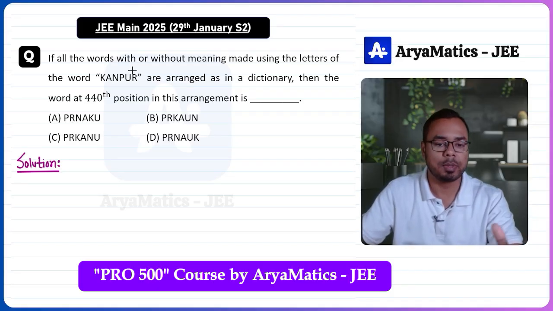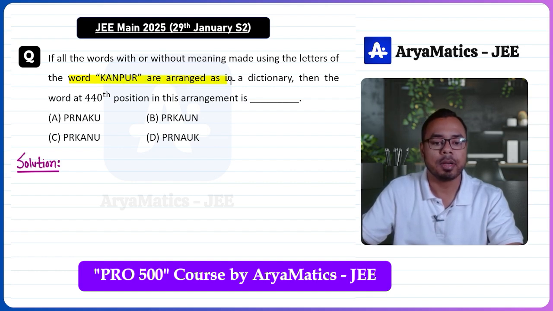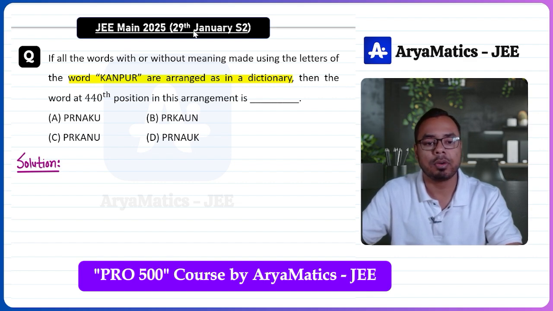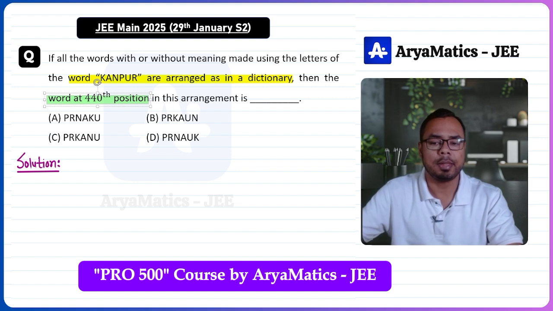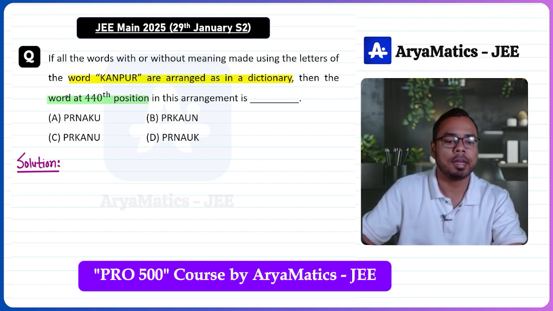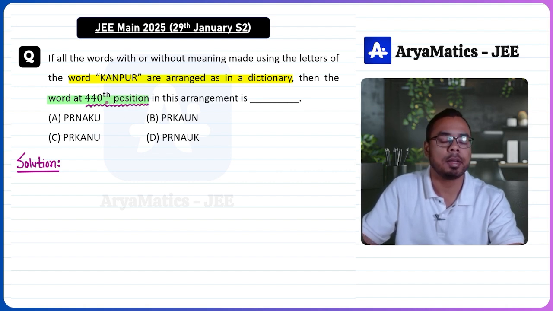If all the words, with or without meaning, formed using the letters of the word KANPUR are arranged as in a dictionary, then we have to find the word on the 440th place. Now in JEE Main, there are a number of PYQs on dictionary problems, and in recent years you will find that instead of finding the rank of the word, they ask us to find a word on a given place. For example, here we need the word on the 440th place.